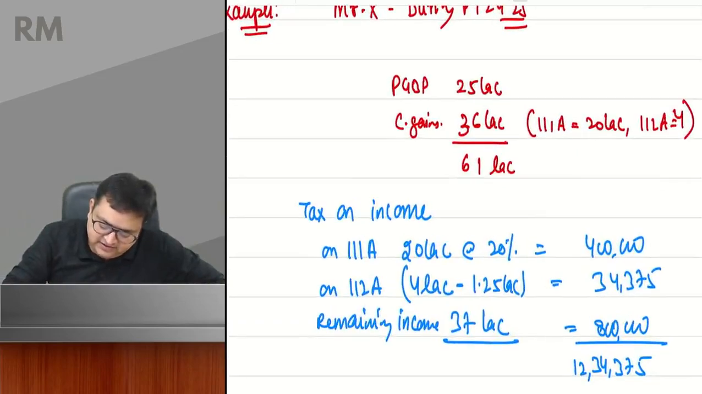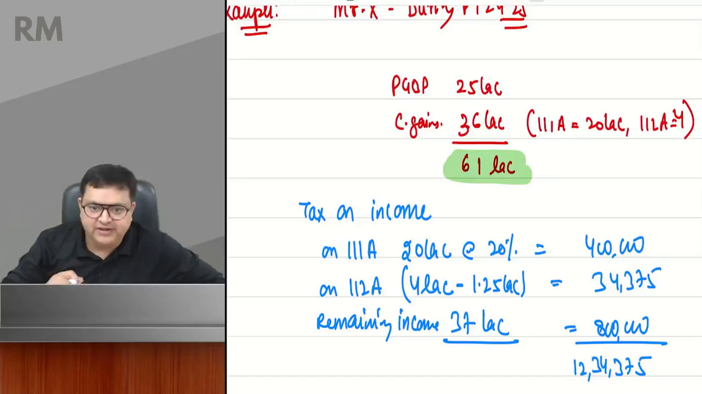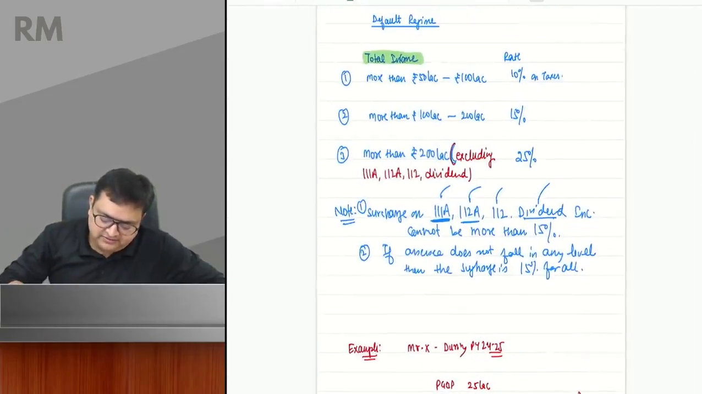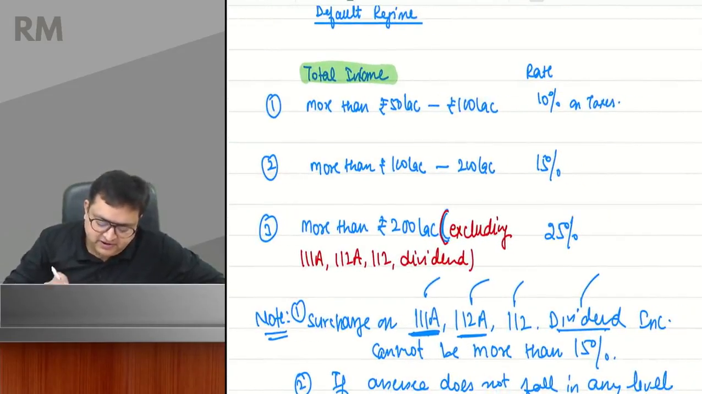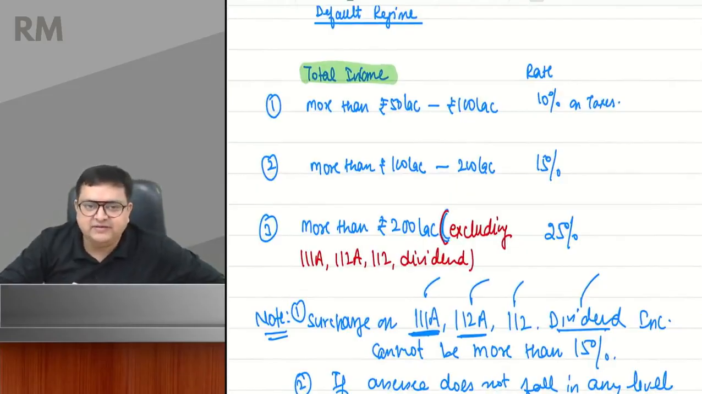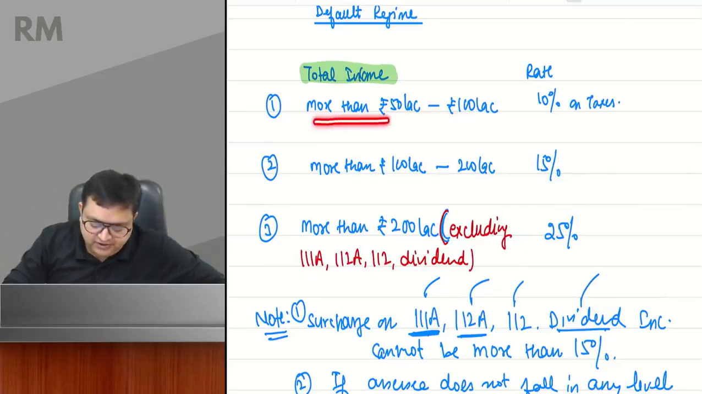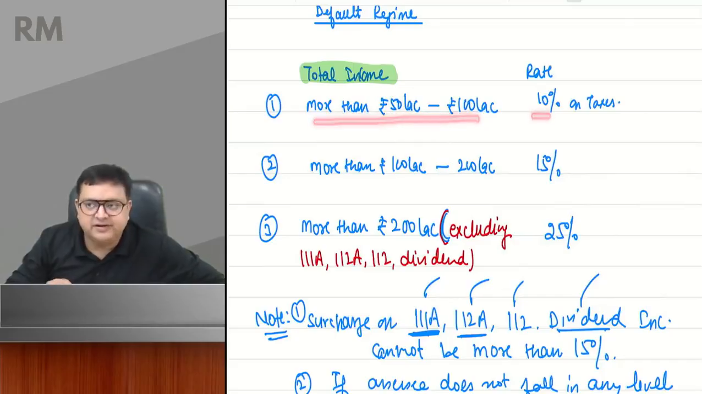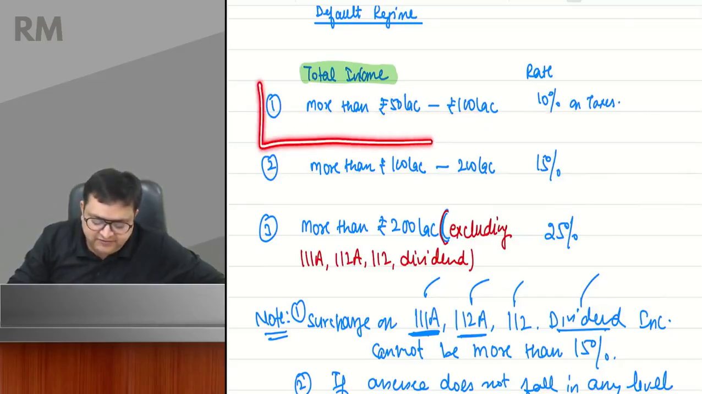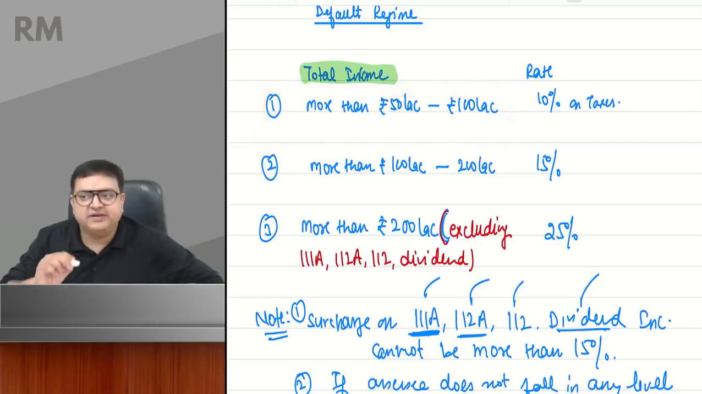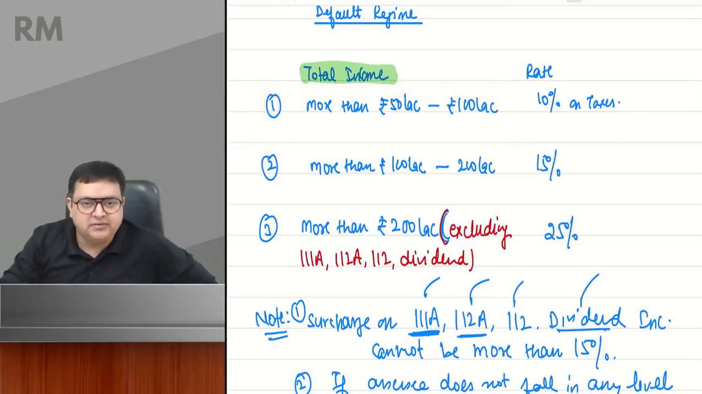Now, the assessee's income is 61 lakh, more than 50. Guys, just see. Right now he's in which level? He's in the first level. It is more than 50 and up till 1 crore. He's in the first level, 10%. Guys, in the first level, we just see your total income.